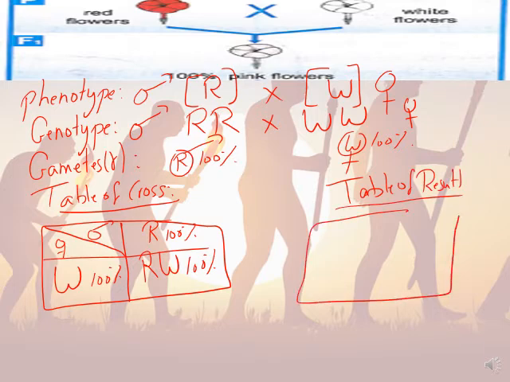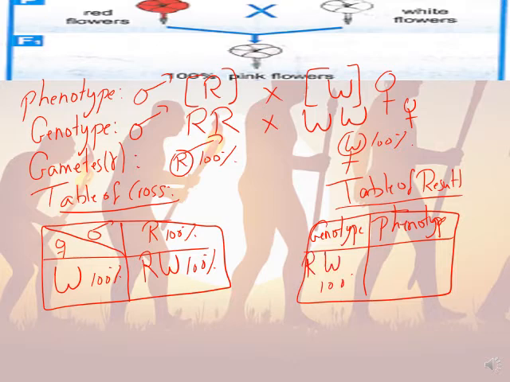The table of result will show that the genotype will code for the phenotype. So genotype and phenotype. The genotype is RW 100%. So 100% of the individuals will have pink color of the genotype R capital, W capital.